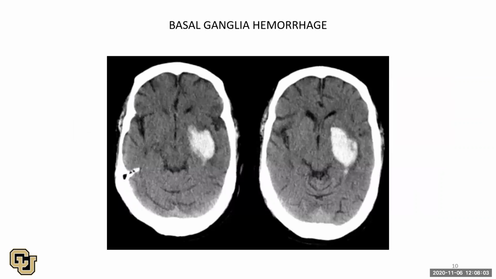Both are equally devastating, but I'm going to show you a couple of images of various hemorrhages. The one we saw earlier was a more subtle one, but this is a pretty large basal ganglia hemorrhage. So this person would have notable deficits. They may have some midline shift here, but it isn't very dramatic yet.